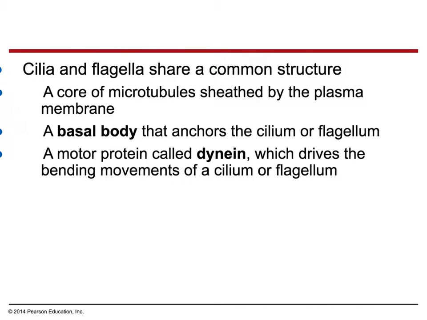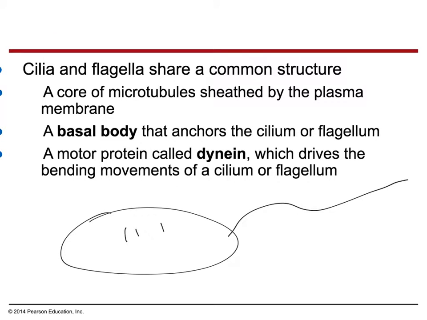So, where are cilia and flagella usually in the cell? They're on the outside. A flagellum is a long extension, and cilia are shorter extensions, but they are outside of the plasma membrane. Part of it is enclosed by the plasma membrane. There's an anchoring point where the microtubules attach to the cytoskeleton of the cell. And your motor protein. When I say motor protein, what do you think? There's movement. This motor protein dynein is going to change shape and cause the movement of the cilia and the flagella.